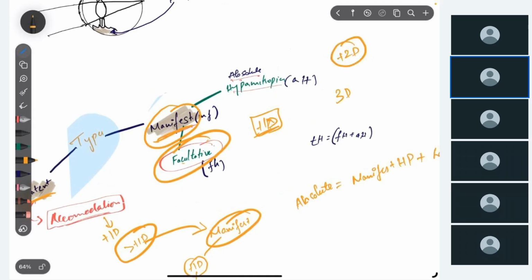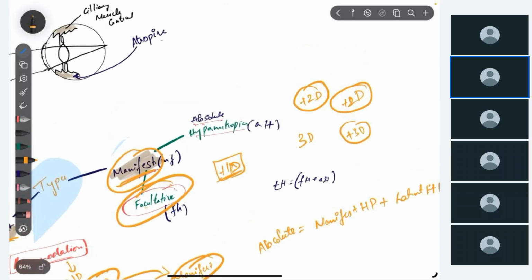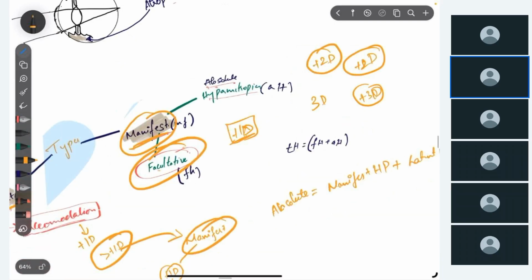So this plus 2 diopter, when you check his refractive error without putting cycloplegia, you will see that he has plus 2 diopter. Does he actually have plus 2? No, he has plus 3. How do you get to know this? If you put atropine, you will get to know that he has plus 3 diopter refractive error. The absolute hypermetropia is this plus 3. Manifest is plus 2. Did you understand?